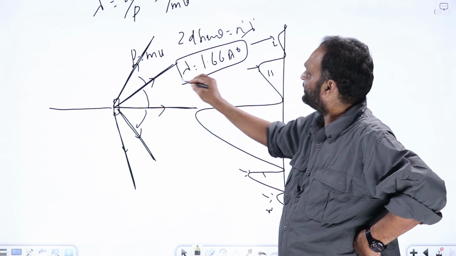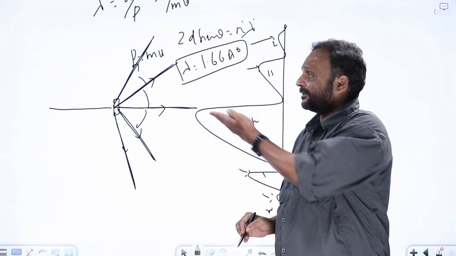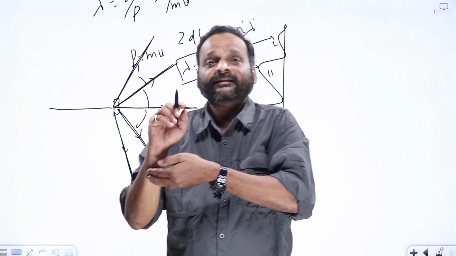They are not using this 1.66 angstrom radiation, which falls in the X-ray region, they are not using X-rays, they are using a beam of electrons. Now it was a surprising result.